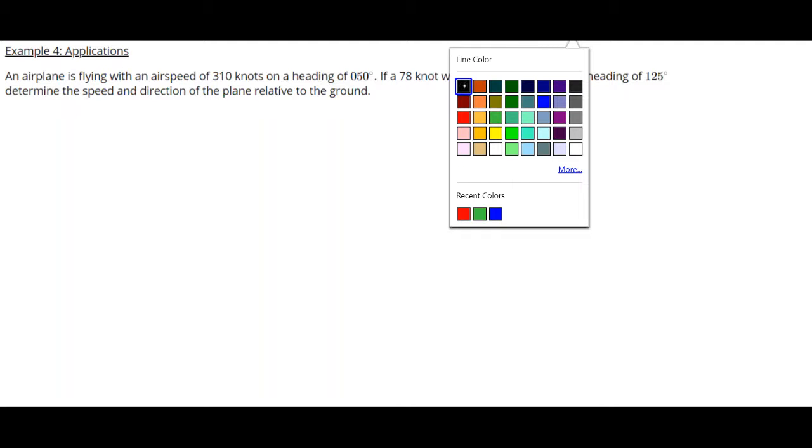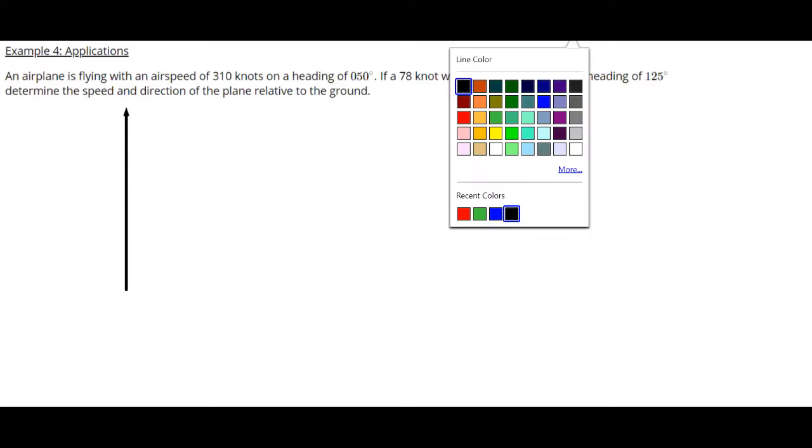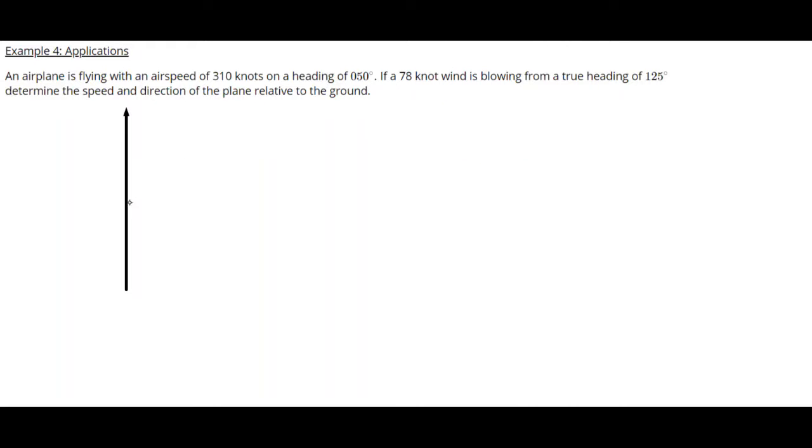So let's go ahead and draw this picture out first. We're going to start with our north-south line. And then our plane is flying. It's got a magnitude of 310, and the angle here is 50 degrees.